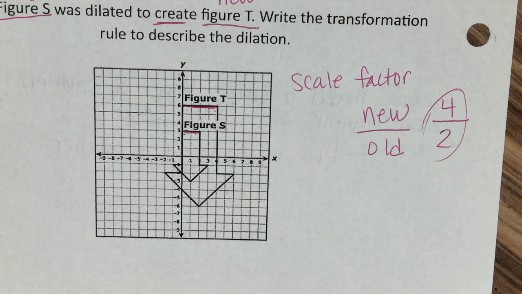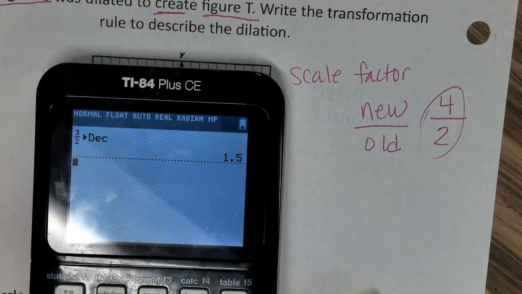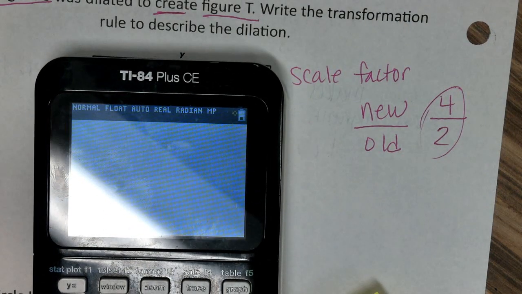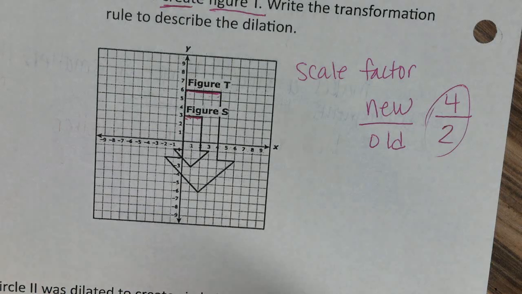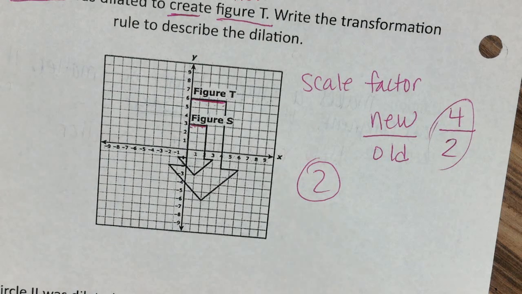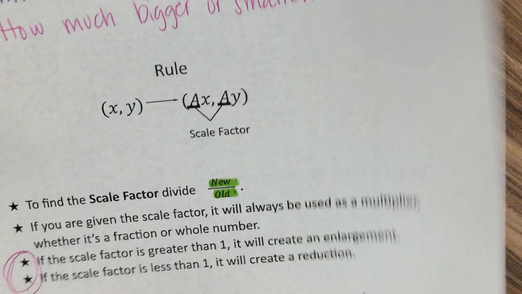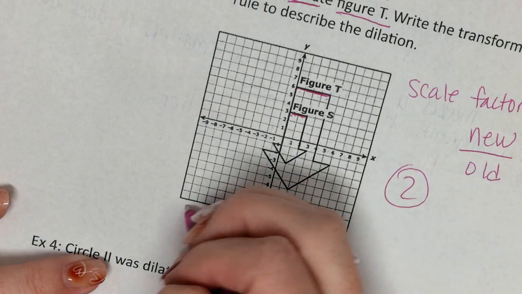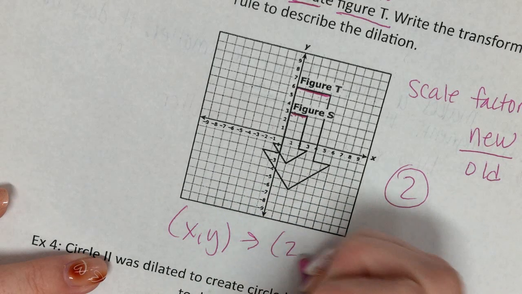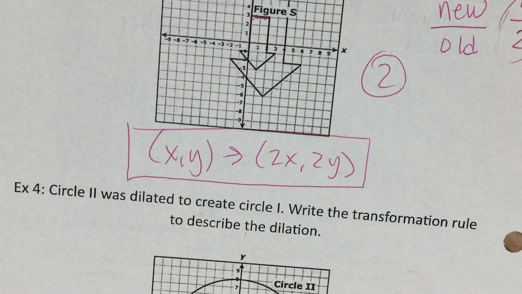So put it in your calculator. I'm going to go to alpha y equals, put in 4 over 2. And what does 4 over 2 simplify to? Then 2 is your scale factor. So to write your rule, all you simply do is make it look like this, and it'll be 2x, 2y. So I take my x and my y, and simply multiply by 2. Write the rule down, please.